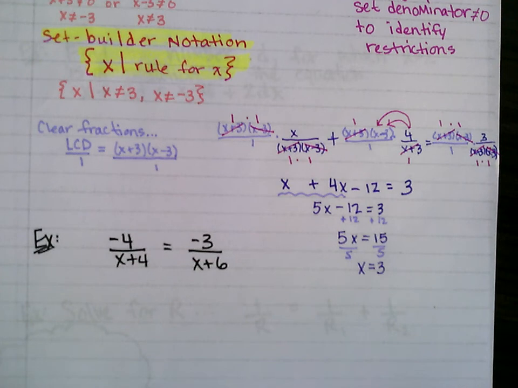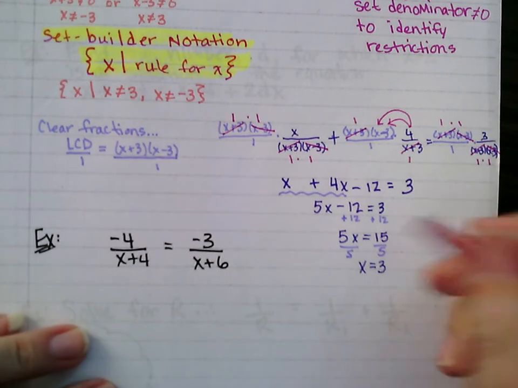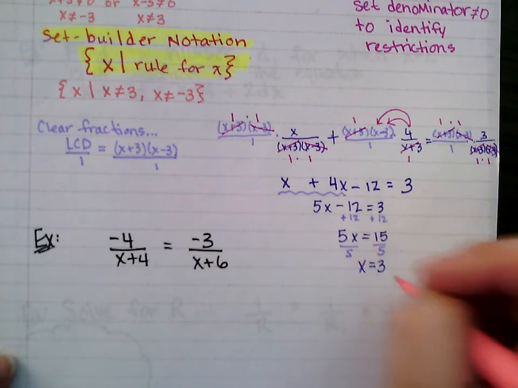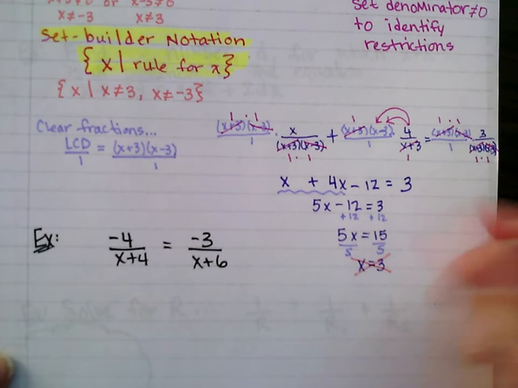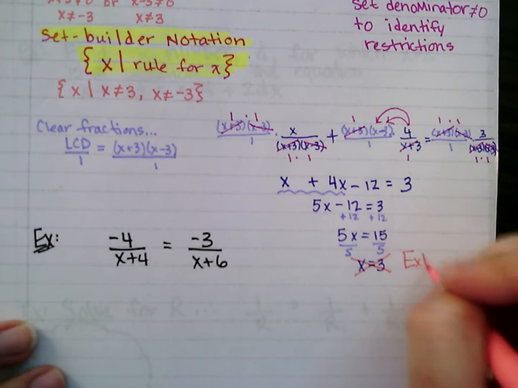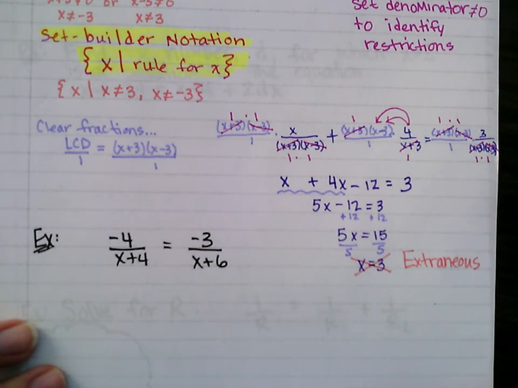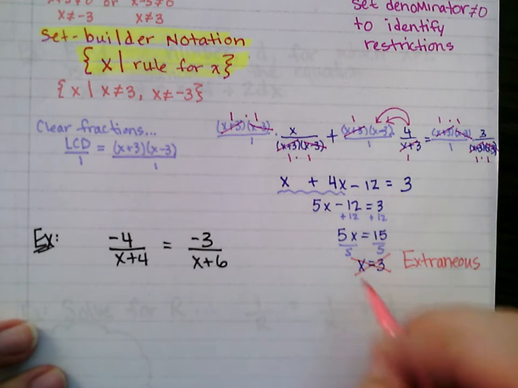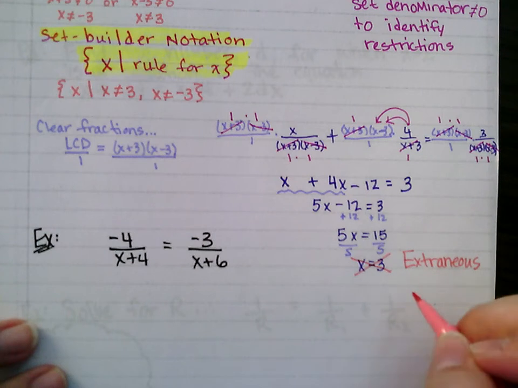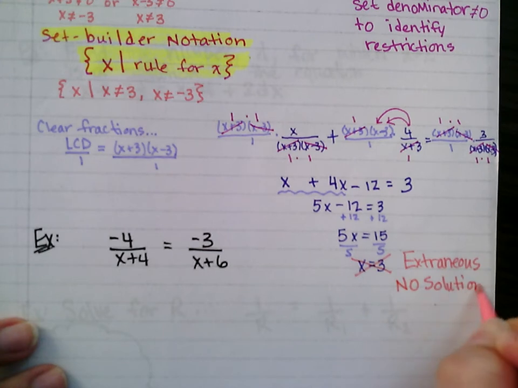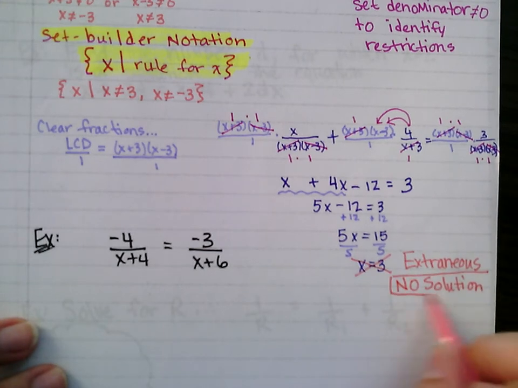Now remember that we had those exclusions from our domain. So x equals 3 is not valid. x equals 3 was excluded by our domain. So we cross that out and we say that it is extraneous. If something is a solution that you found by solving, but it is restricted from the domain, then we call it extraneous. And that means that since that's the only solution we have, the solution to this equation is that there is no solution.